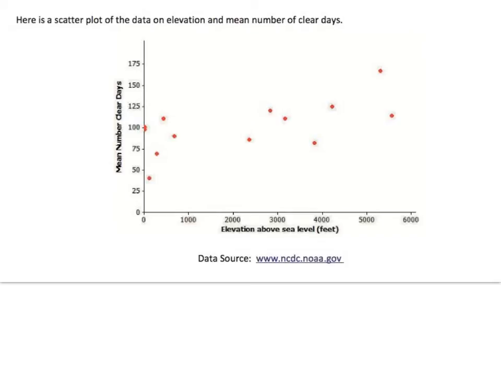So here's a scatter plot of the data on elevation and the mean number of clear days. If you look, the mean number of clear days, that was y in our chart. So we just graphed x and y. That gives us a scatter plot. Scatter plot, if you think, it's just everything scattered. And what we're going to do with a scatter plot is look for a pattern, look for what it looks like. Is it linear? Is it parabolic? Is it cubic? Is it exponential, etc.?